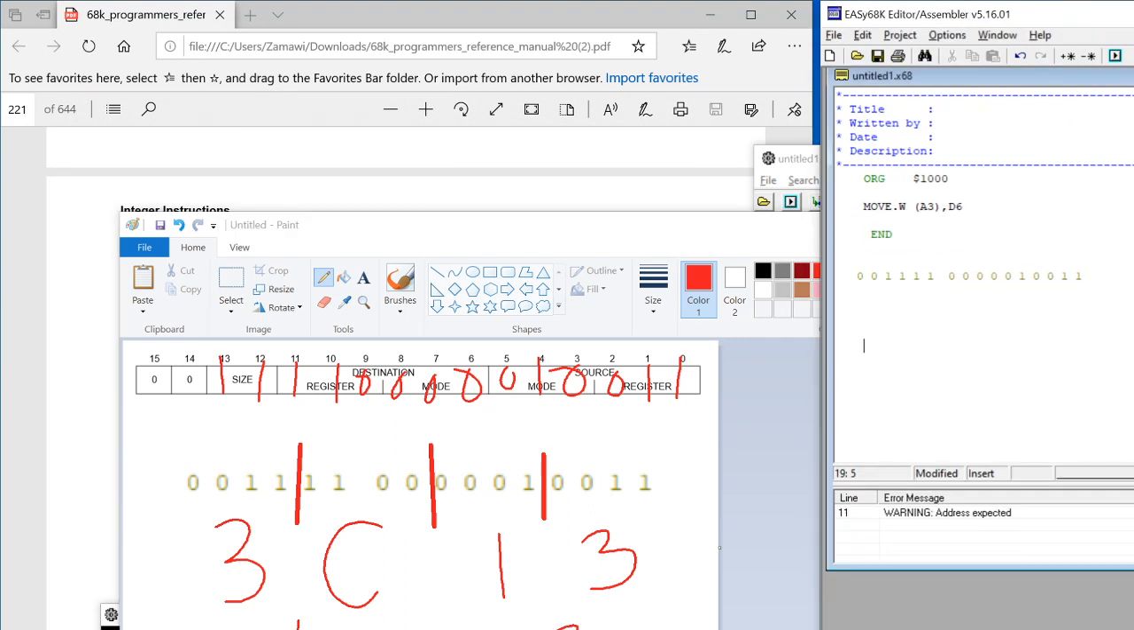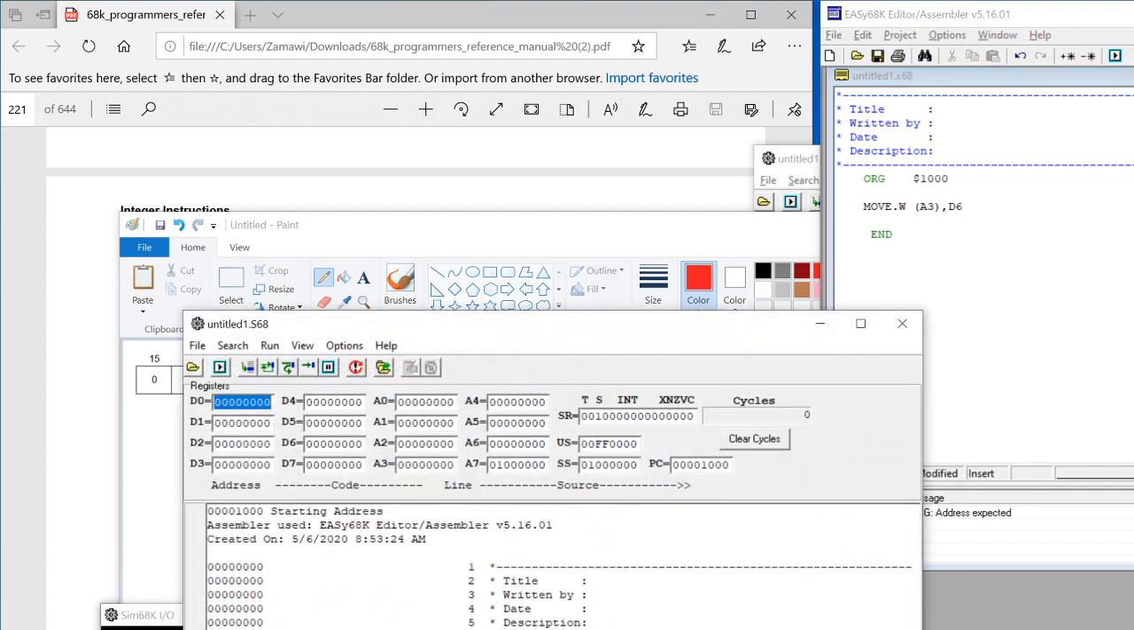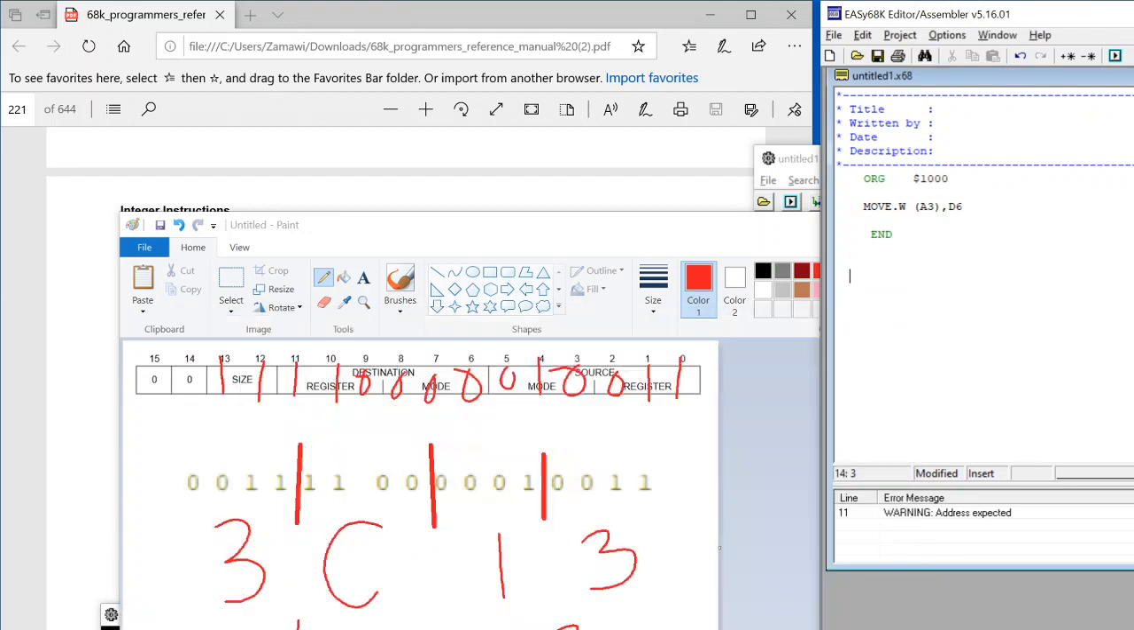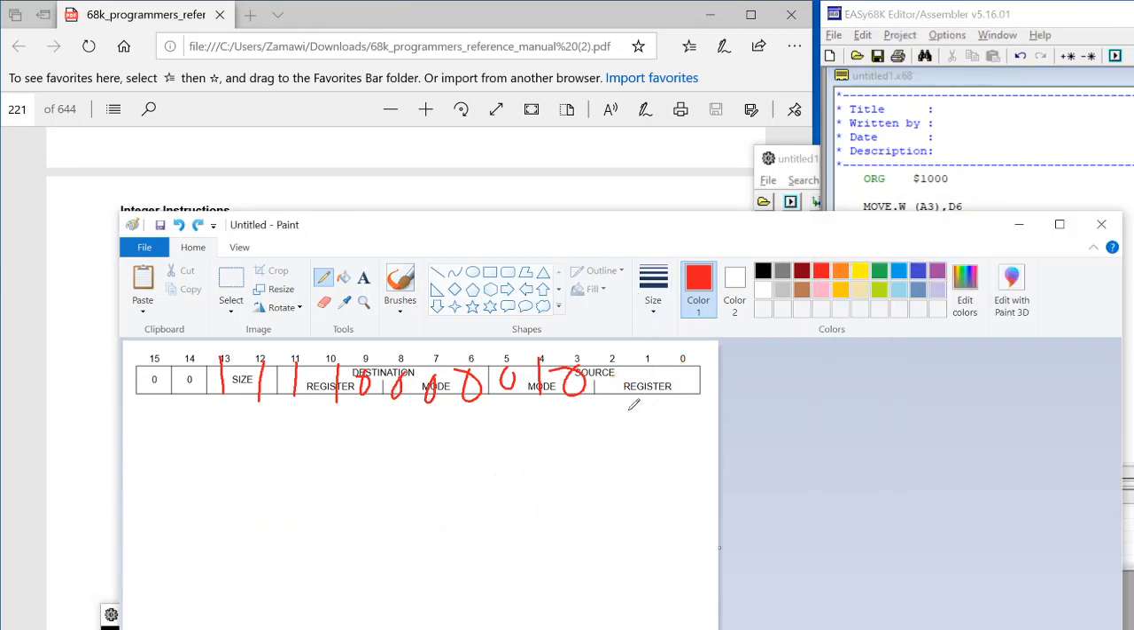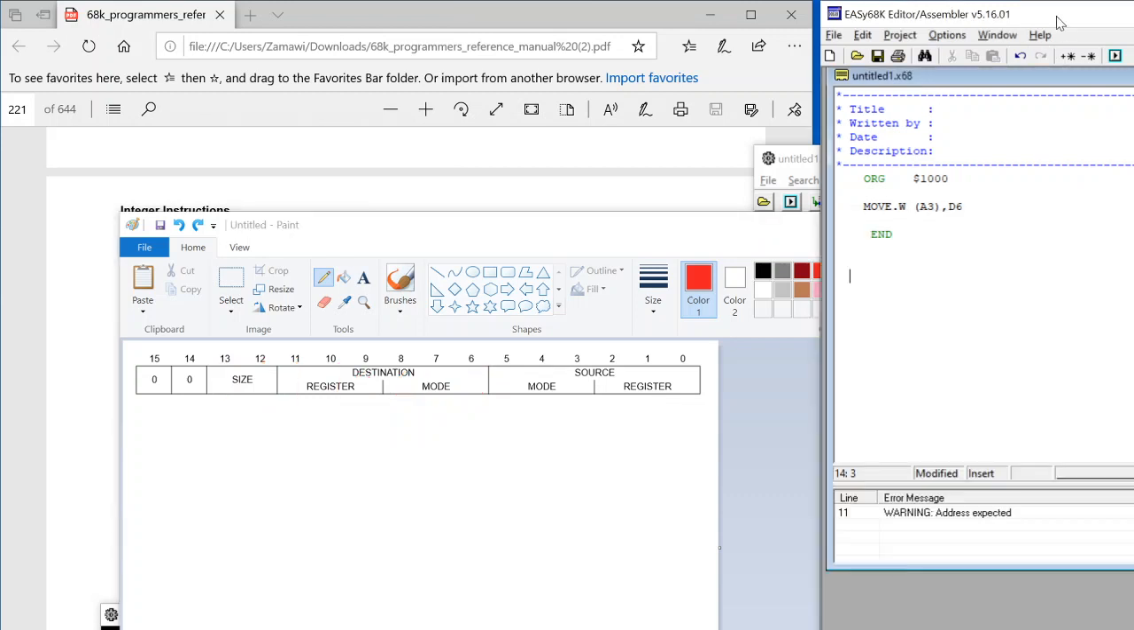So let's check whether it's correct or not. Yeah, it's 3C13. Sorry, just now I referred to A3, not bracket A3. So we tried another one just now. So go back to this one. Okay, now look at this one.